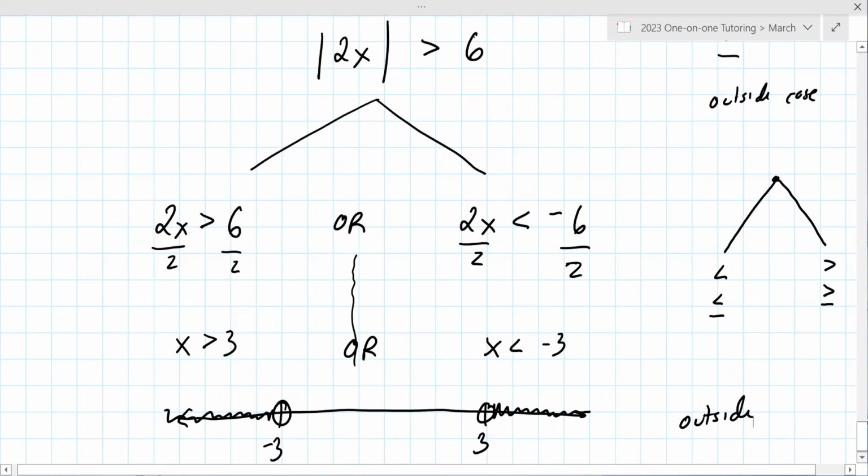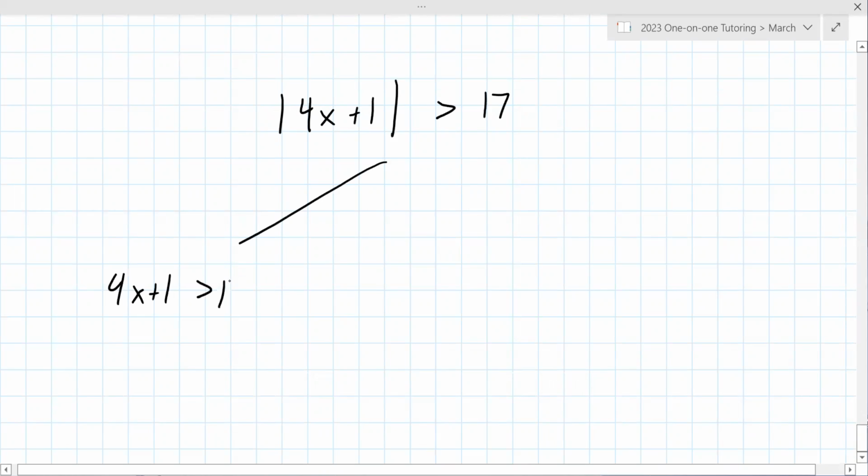Okay, so let's do another example here whenever you're ready. I'm ready. All right, so let's say it's the absolute value of 4x plus 1 greater than 17, like that. So here's what it becomes: 4x plus 1 greater than 17, or this is the harder one, 4x plus 1 less than -17. So exactly the same on the left, flip the inequality, negate the number.